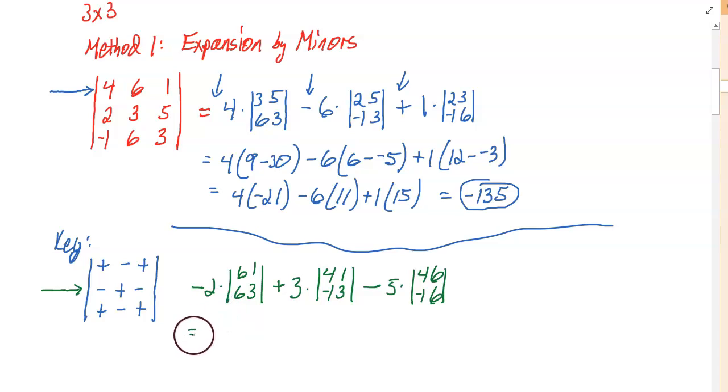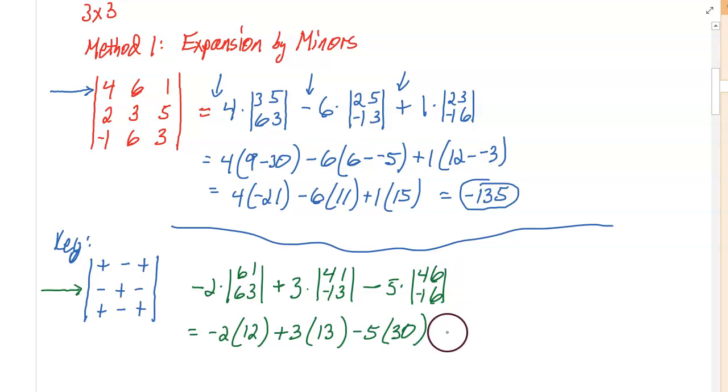Now we'll evaluate this. -2 times 6 times 3 is 18, subtract 6. That makes 12. Now this determinant, 4 times 3 is 12, subtract -1. That makes 13. And now that last determinant, 4 times 6 is 24, subtract -6. That makes a 30. When you type this in the calculator, this is -135.